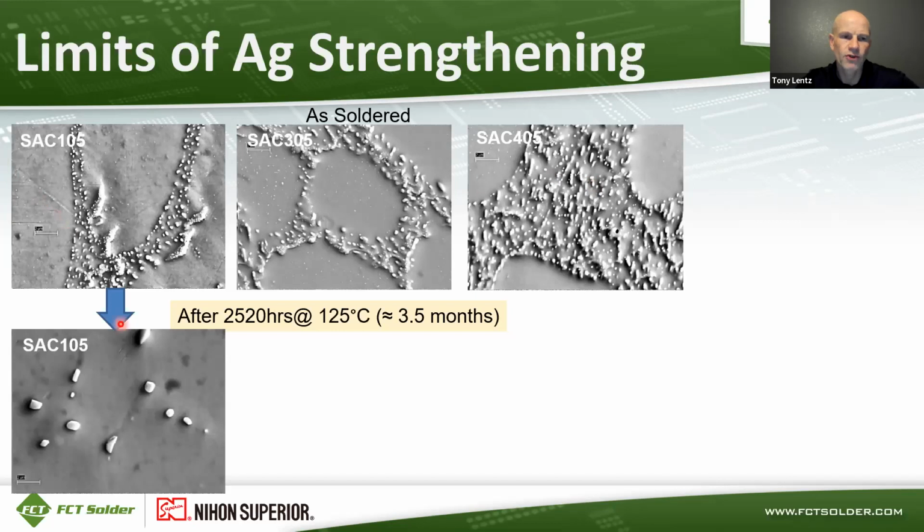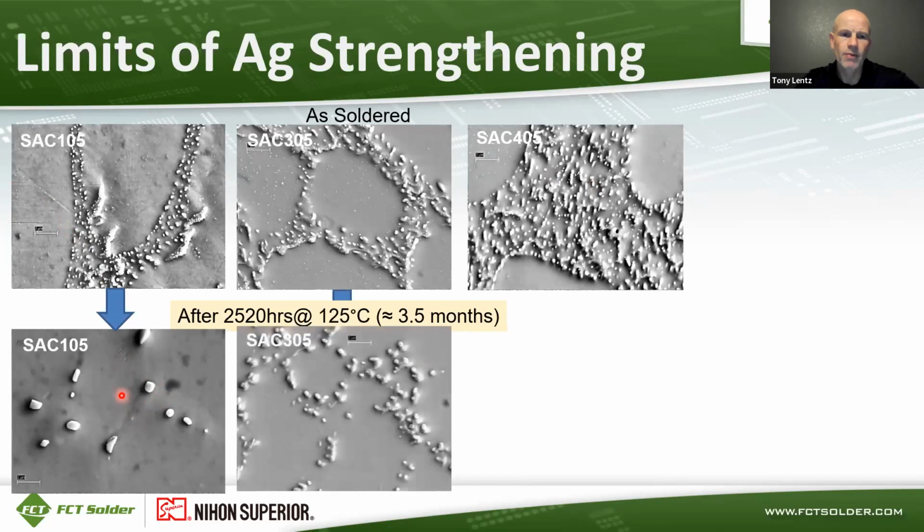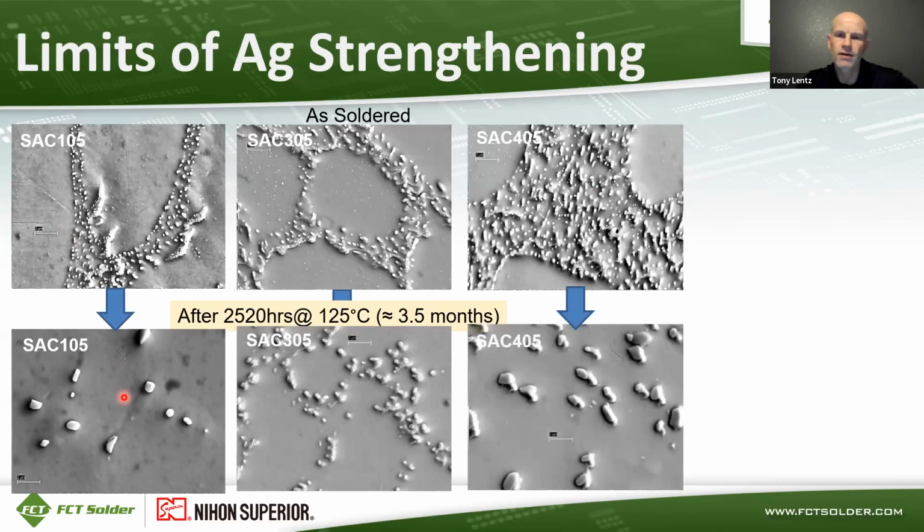SAC 105 shows much fewer particles, and those are the Ag3Sn intermetallic particles. They've coarsened over time, and there are much fewer of them. Same thing happens with SAC 305. There's a coarsening effect by aging. And then SAC 405 shows the same trend. So again, there's much fewer particles after aging, and they're much larger.